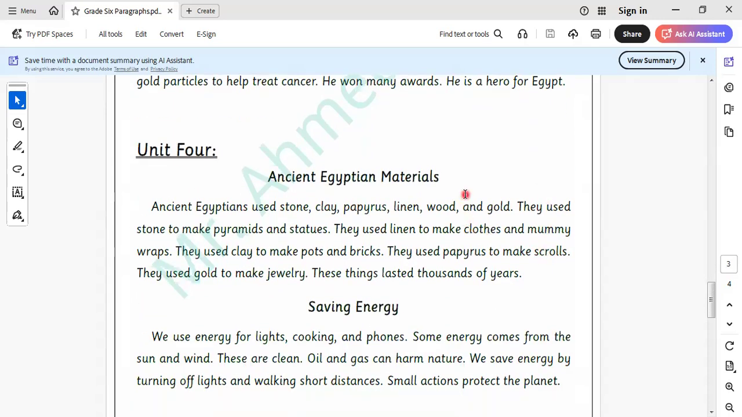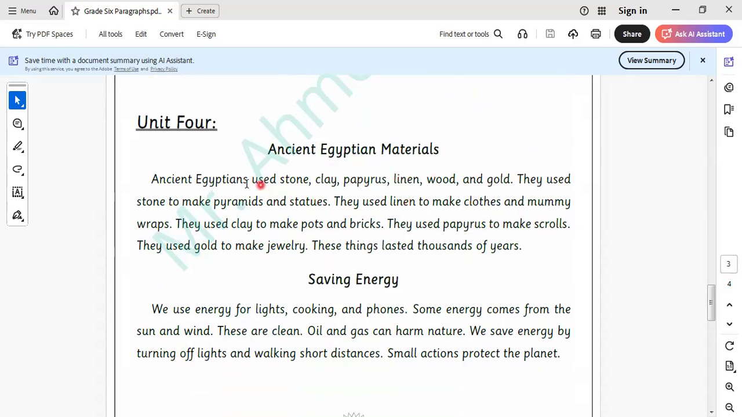Let's go to another topic here, which is ancient Egyptian materials. Ancient Egyptians used stone, clay, papyrus, linen, wood, and gold. They used stone to make pyramids and statues. They used linen to make clothes and mummy wraps. They used clay to make pots and bricks. They used papyrus to make scrolls. They used gold to make jewelry. These things lasted thousands of years.